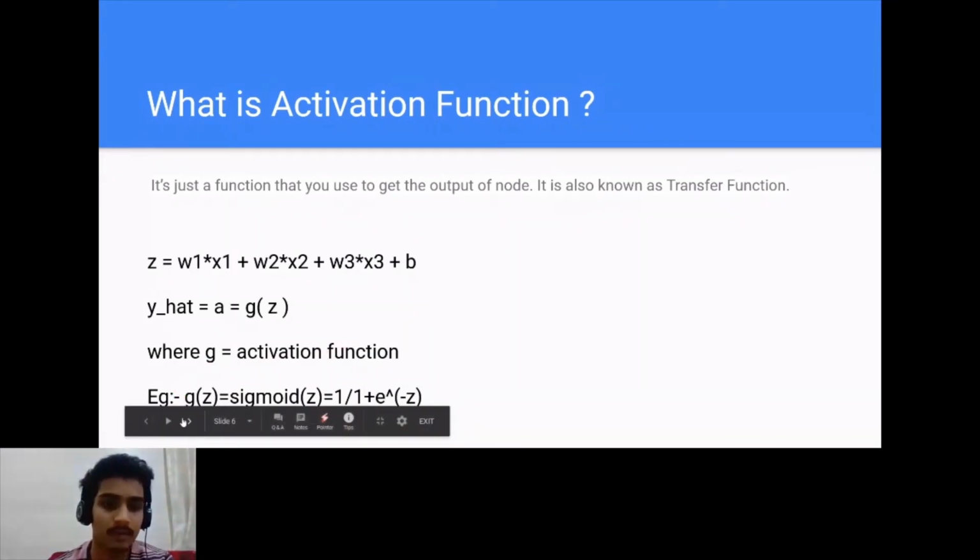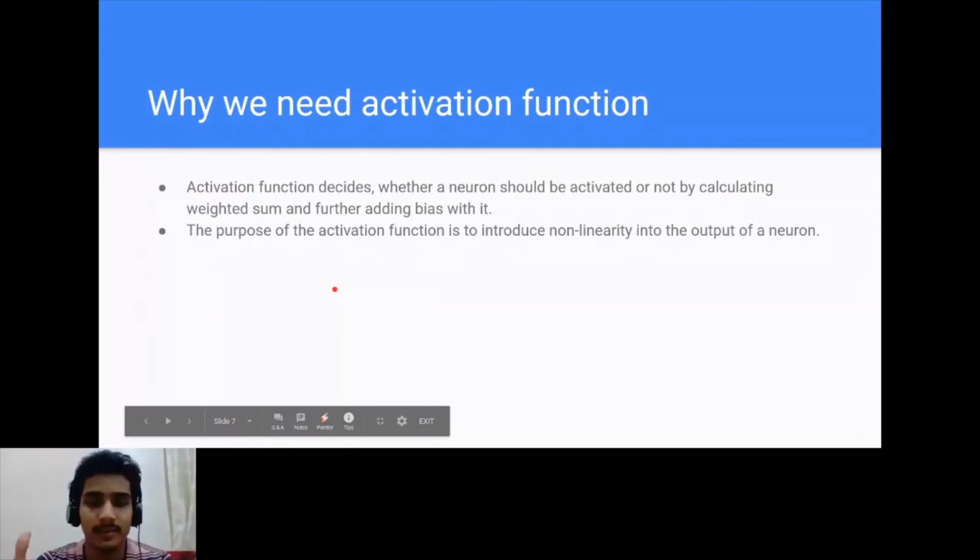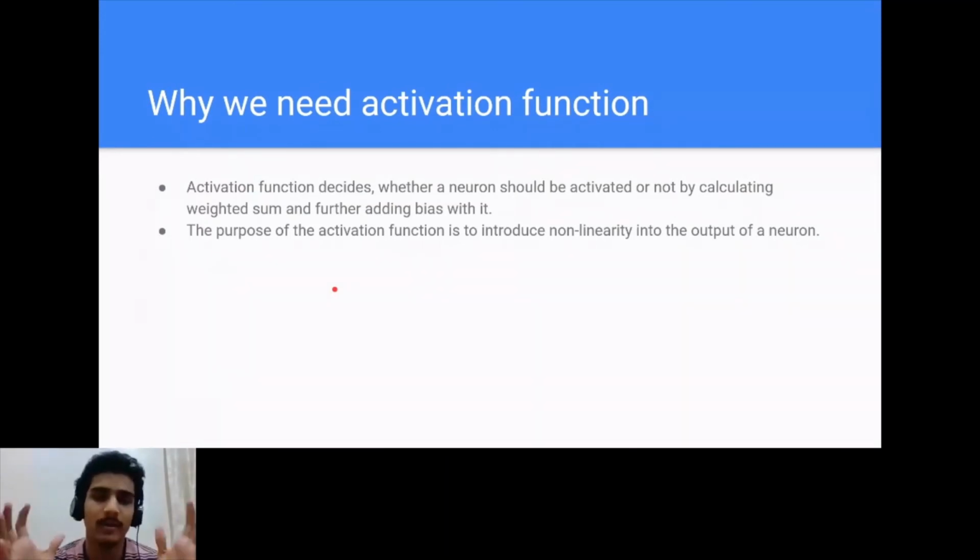So moving on, why do we even need an activation function? Why can we not just do y equal to weights times the input plus a bias? The significance of an activation function is the important part, so you have to listen, and don't worry, you're going to know all of it. An activation function decides whether a neuron should be activated or not. The purpose of an activation function is basically to introduce non-linearity into the output of a neuron.